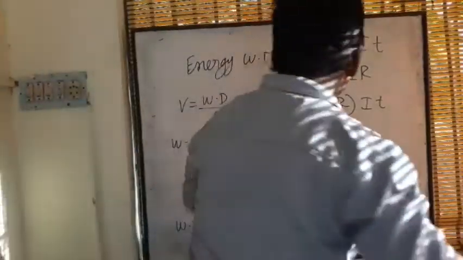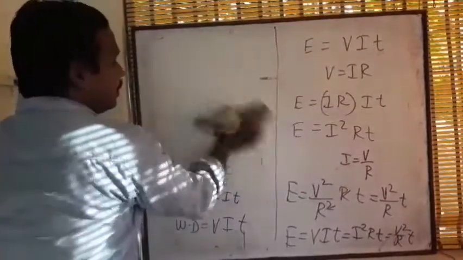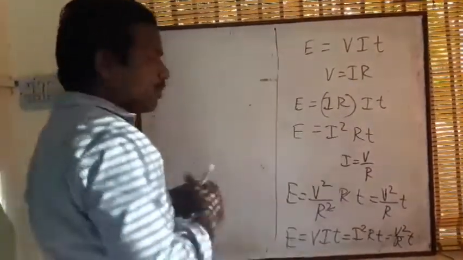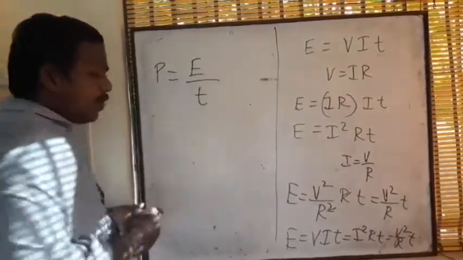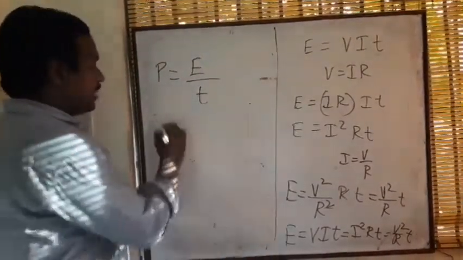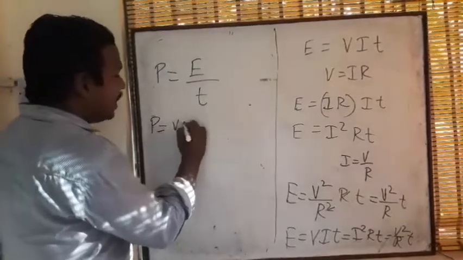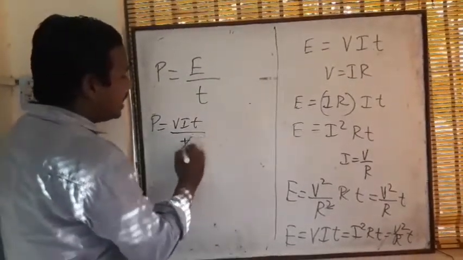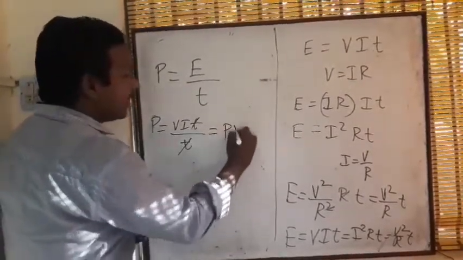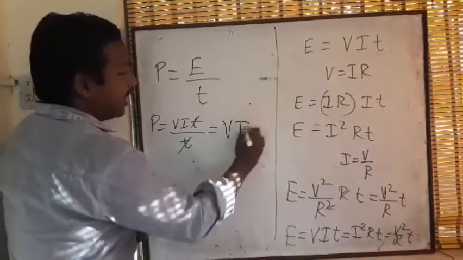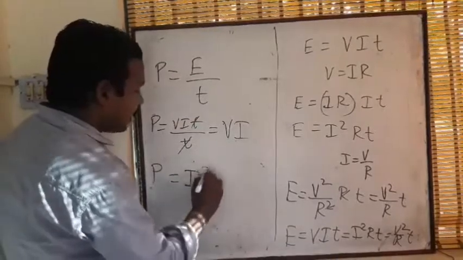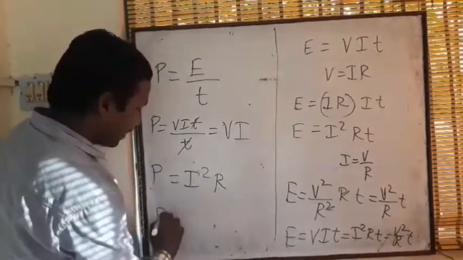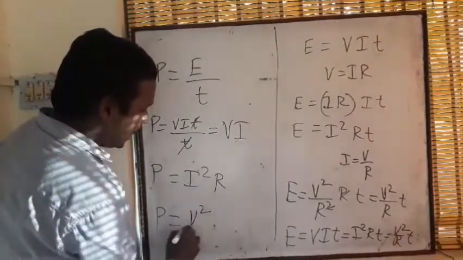Okay, three formulas for the power. Power is equal to energy by time. We know energy is VIt. So power is equal to VIt divided by t. The t gets cancelled, so power is equal to VI. That is the first formula. The second formula, dividing by t, we get I square R. The third formula, power is equal to V square by R.